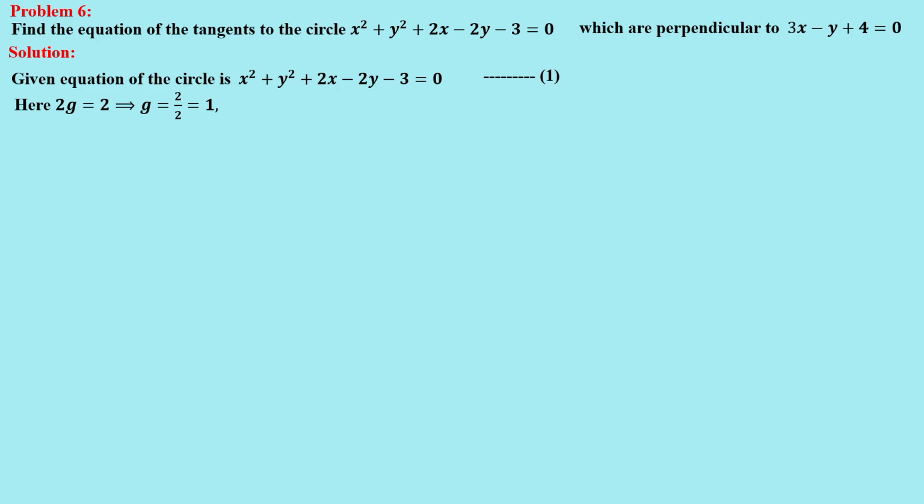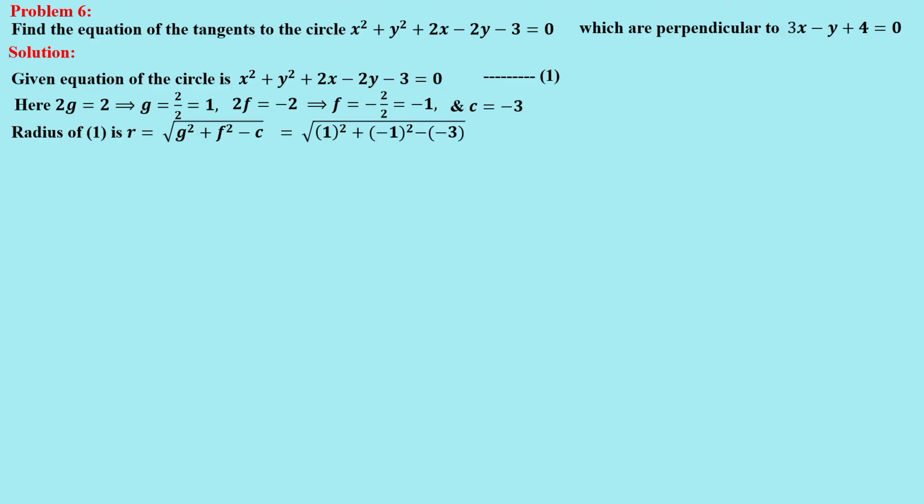Here 2g is equal to x coefficient, that is equal to 2, g is equal to 1. 2f is the y coefficient, so minus 2, so f is equal to minus 1, and c is the constant term minus 3. The radius of the circle is r is equal to the formula root of g square plus f square minus c, so that is equal to root of 1 square plus 1 square minus of minus 3, that is equal to root 5.